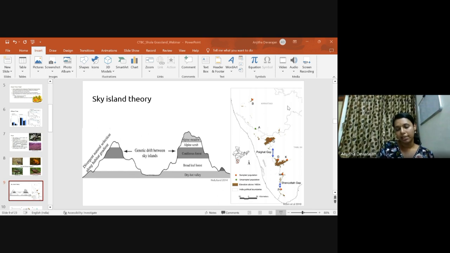So on the larger scale, we can say these gaps are separating these mountains, and these mountains being isolated are acting as sky islands. It is on the larger scale, but also on the finer scale, we can see that these Shola grasslands have very undulating topography and there are a lot of Shola patches. So movement between these patches is also difficult. So even on the finer scale, some mountains within this larger landscape are also acting as sky islands.